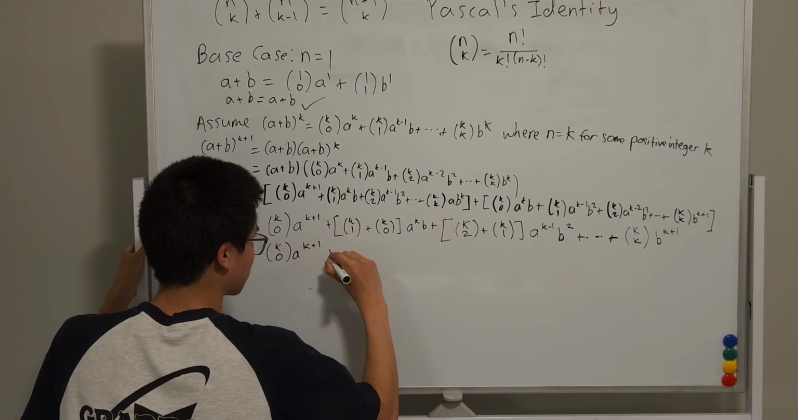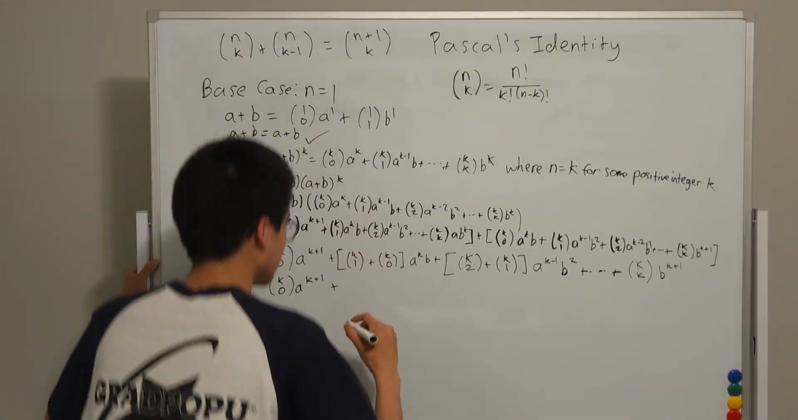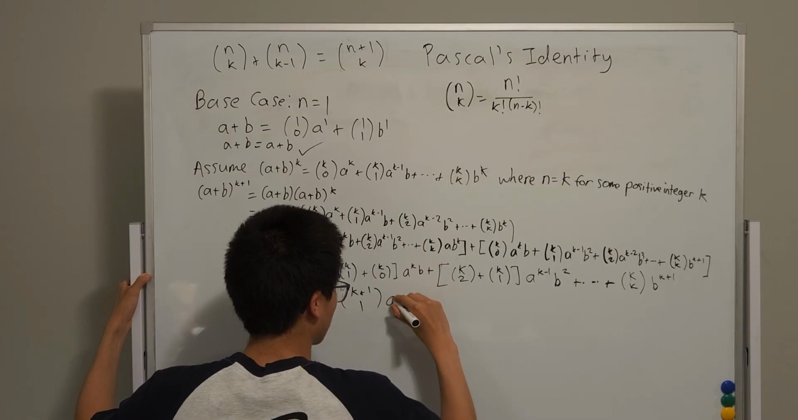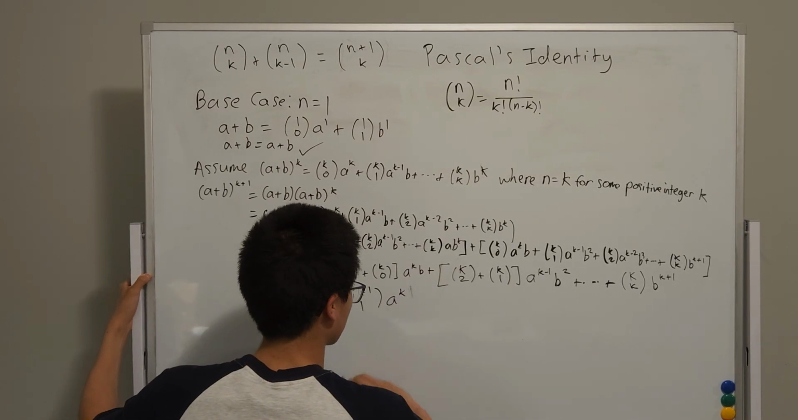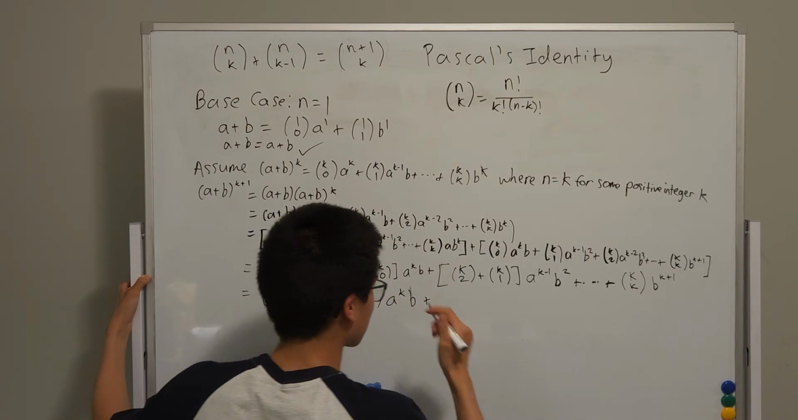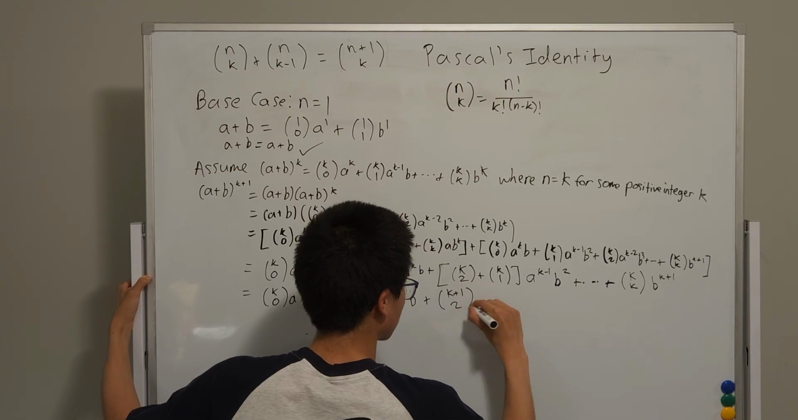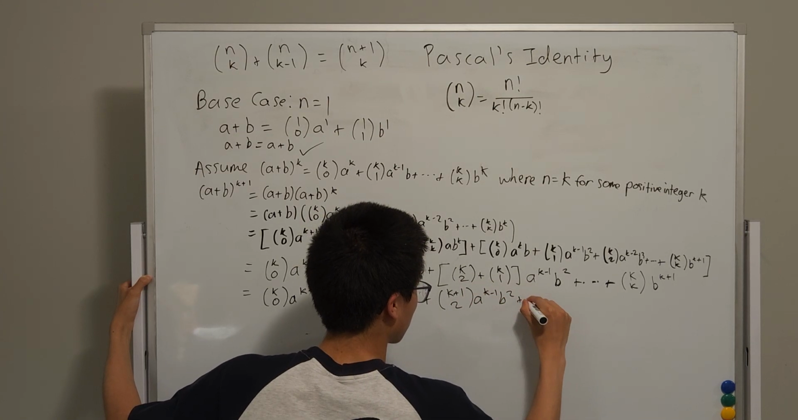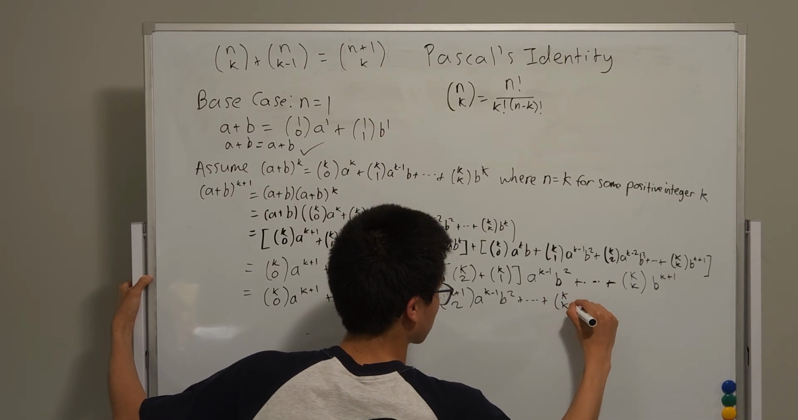So what does this become? After applying Pascal's identity, this will become k plus 1 choose 1. Yeah, and we still have this right here. K plus 1 choose 2, and so on, up to choose k.